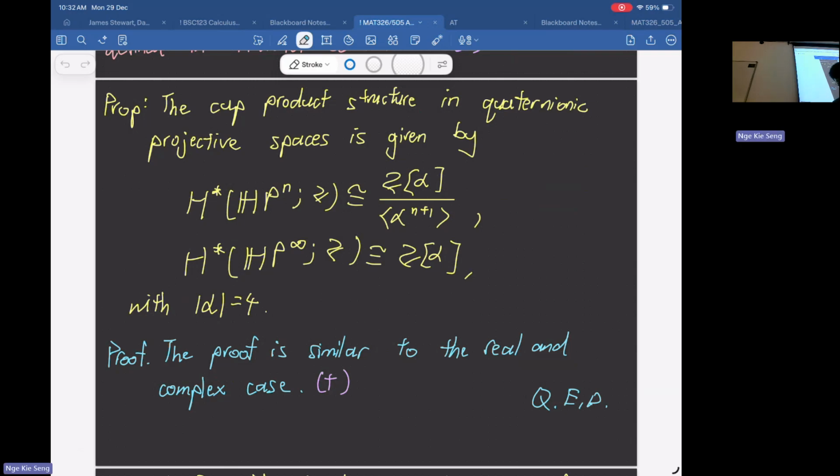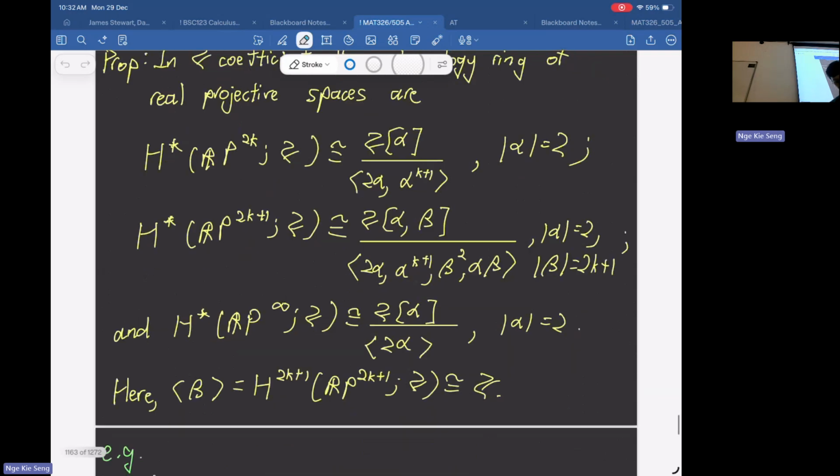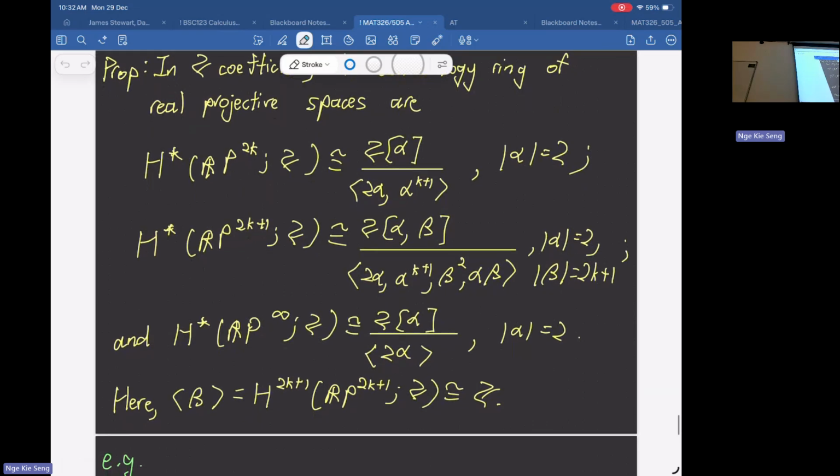But this one is not important, just for fun only. Okay, let me show you here. This one is quite interesting. What if we switch back to Z? If we switch back from Z mod 2 to Z, what happens to our RPn?